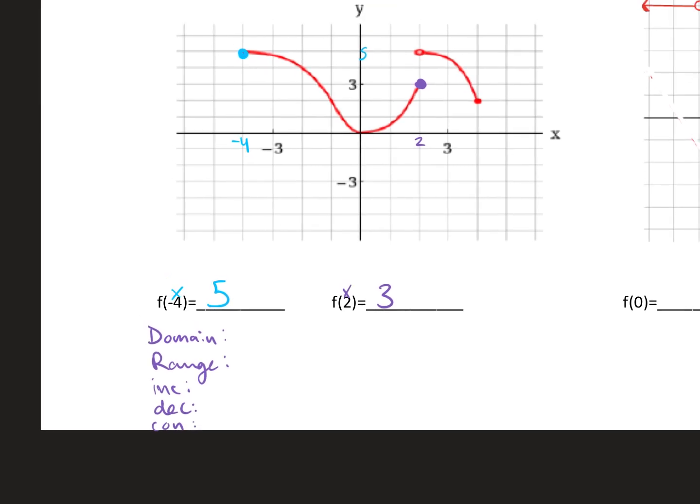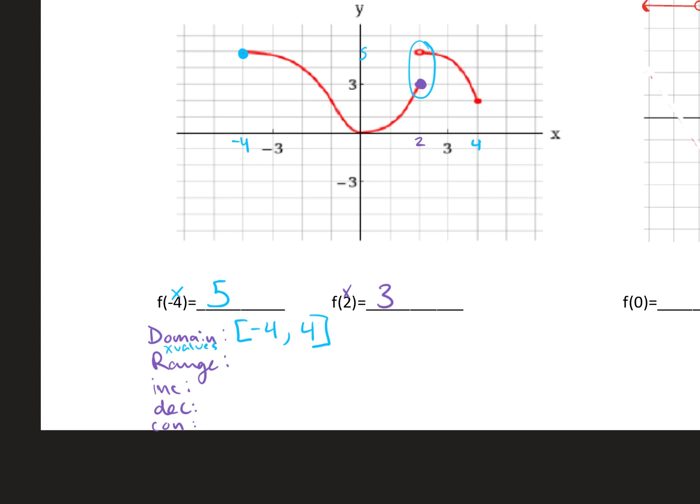So domain, we're looking at our x values. What's our smallest x value that our graph touches here? -4. Bracket or parentheses? Bracket, because we have a closed circle. What's our largest x value that our graph goes to? 4. And do we have any gaps in our x values here? No. We do see that we have a little gap here, but it overlaps a little bit. We have the open circle and closed circle, so it still has a value at that number, so we don't have any gaps in our x's. So that would be -4 to 4, both with brackets.